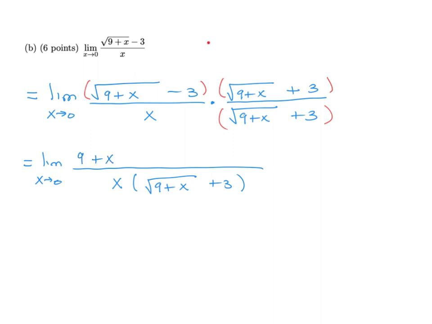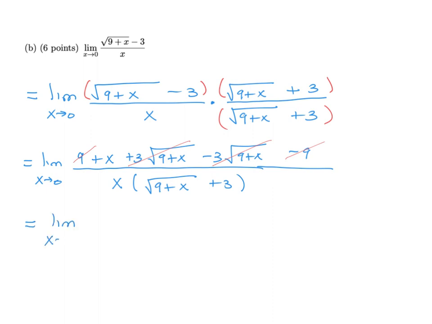You then get this times this, which is plus 3 times root 9 plus x. We then get negative 3 times this thing, which is negative 3 root 9 plus x. And then lastly, we get negative 3 times positive 3, which is negative 9. And the nice thing about this process is the middle terms cancel. And actually, this 9 cancels with this -9. And all that's left over is the x.